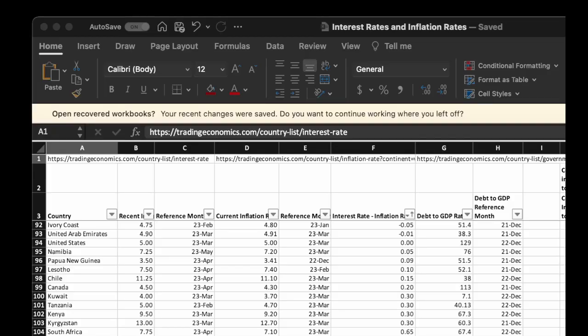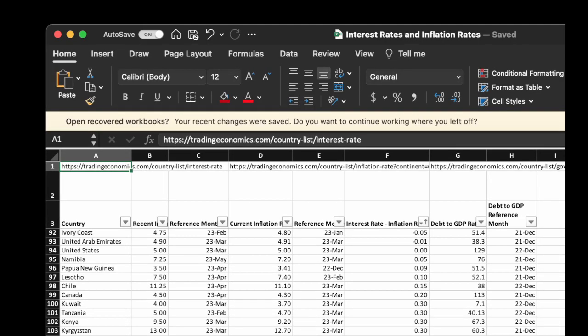Okay, so I'll go over the columns first. Column A is the name of the country. Column B is the most recent interest rate figure. Column C is the reference month for that most recent interest rate figure. Column D is the most recent inflation rate figure. Column E is the date of that inflation rate figure.